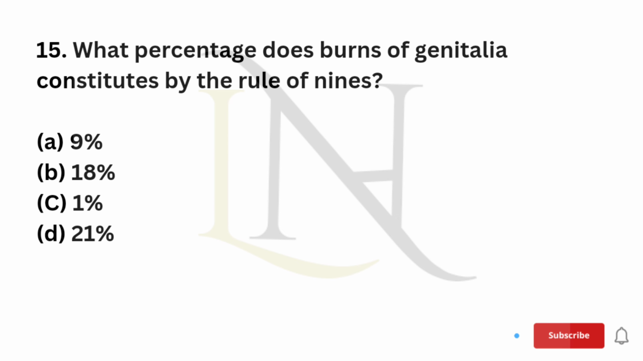What percentage does burns of genitalia constitute by the rule of 9? Option A 9%, option B 18%, option C 1%, option D 21%. Answer is option C 1%, as it is perineal burns. Move to next MCQ.